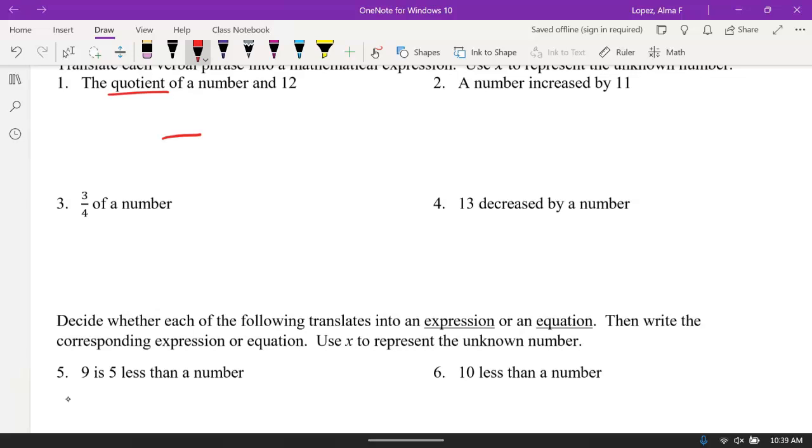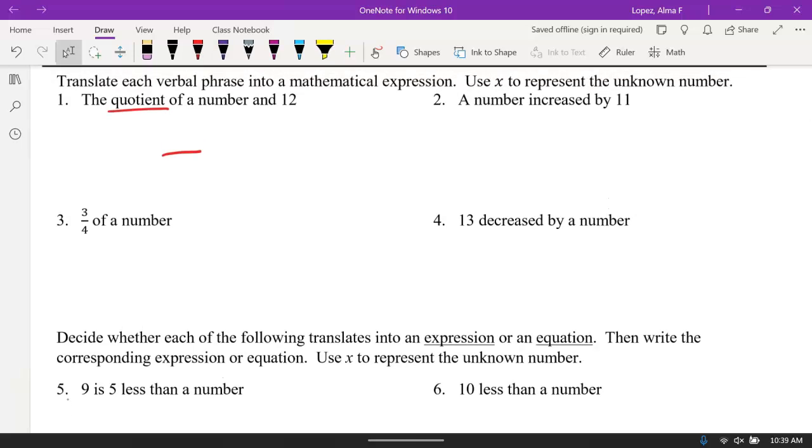And the description is the quotient of a number and 12. Anything you don't know will automatically be used or designated as X, as you saw in the directions. So a quotient of a number and 12. A number will go on the top, and then the 12 will go on the bottom. If you have an expression described to you as a number increased by 11, a number to be increased by means you're going to add something to it, and that would be our 11. A number increased by 11.